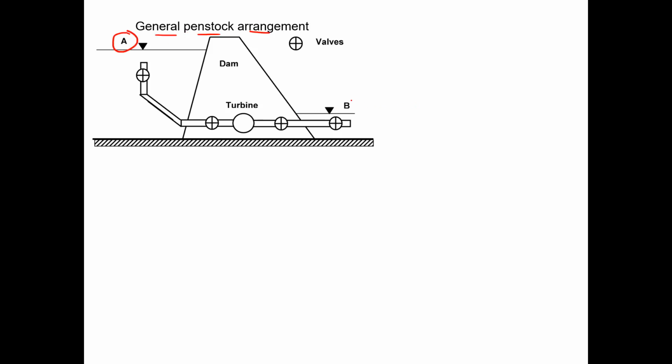Point A and point B are before and after the dam. You can see point A is the higher level and point B is the lower level. The water flows through the penstock and through a turbine to extract electricity. In order to do this, we're going to apply Bernoulli's equation between point A and point B, which gives us the following.